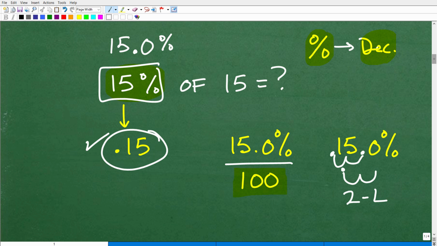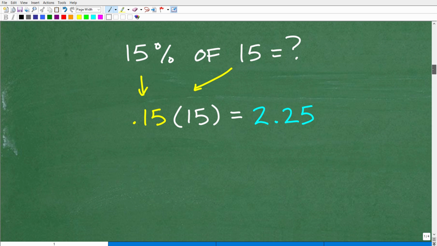So now we can put this all together and see it all in action. 15%, we're going to write this as a decimal: 15% of 15. So that's going to be 0.15 multiplied by 15. We go into our lovely calculators and we get the number 2.25. So that is the answer.